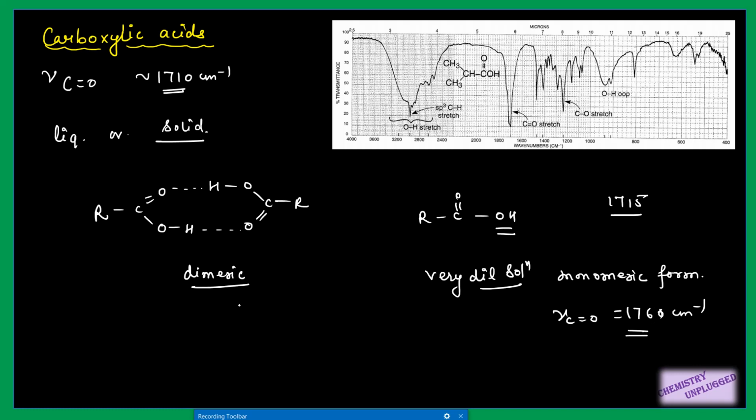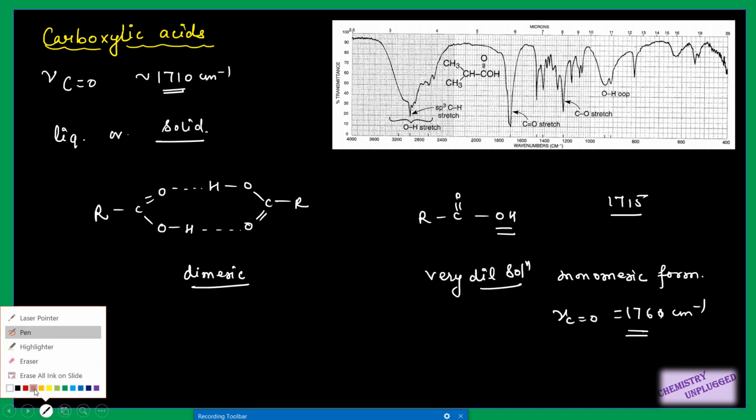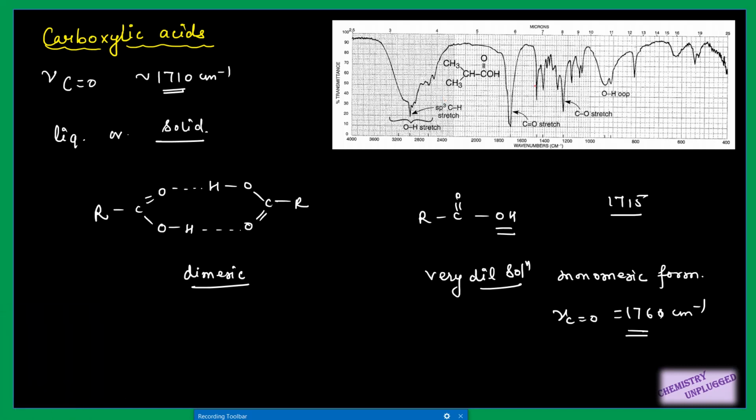Next we will come to this spectrum. So in this case we will move first to the CO stretching frequency. So this frequency is close to 1700. You can see that this one is close to 1700. This is your CO stretching frequency.